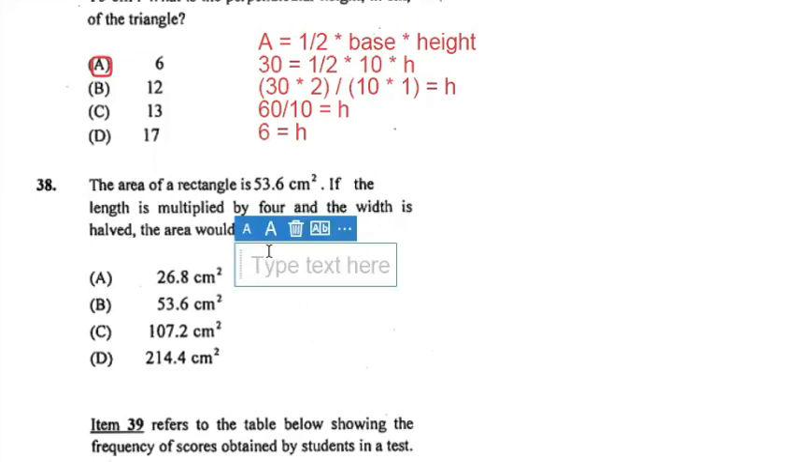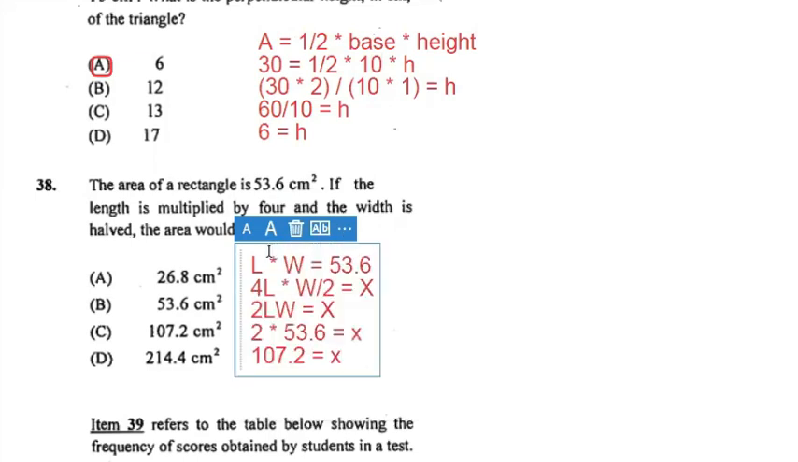So the question stated length multiplied by width is equal to 53.6, and then we are multiplying the length by 4 and the width is being halved, so it is width divided by 2, and that is equal to x, which is the new area that we're trying to find. But we can simplify this second line by saying 2 into itself goes 1 time and 2 into 4 goes 2 times, so we're left with 2 multiplied by length multiplied by width, so 2 length width is equal to x.